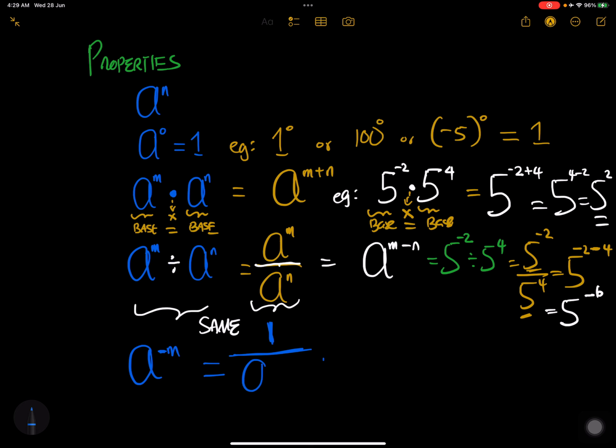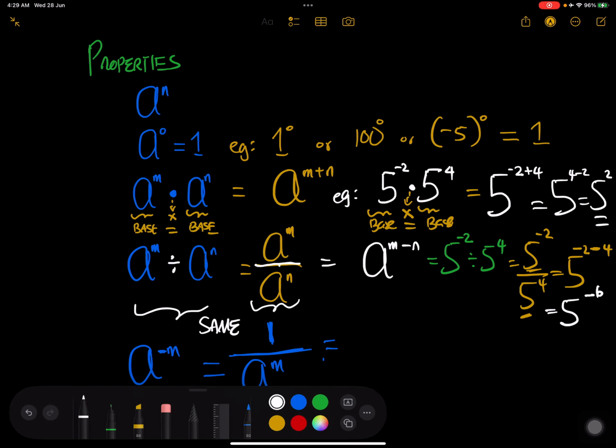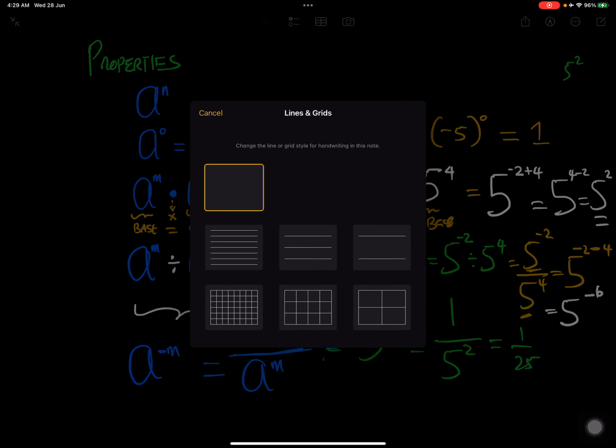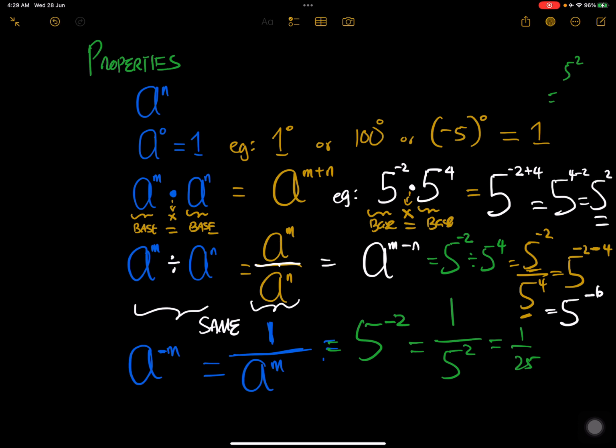So now we have a to the power of negative m, and we are saying that it's the same as 1 over a to the power of m. As an example, let's say we have 5 to the power of negative 2. We are saying that always write 1 and divide by the positive of the exponent, like that. We're going to get 1 over 5 squared, and 5 squared is the same as 5 times 5, which is 25. All right, so those are the properties that we have so far.